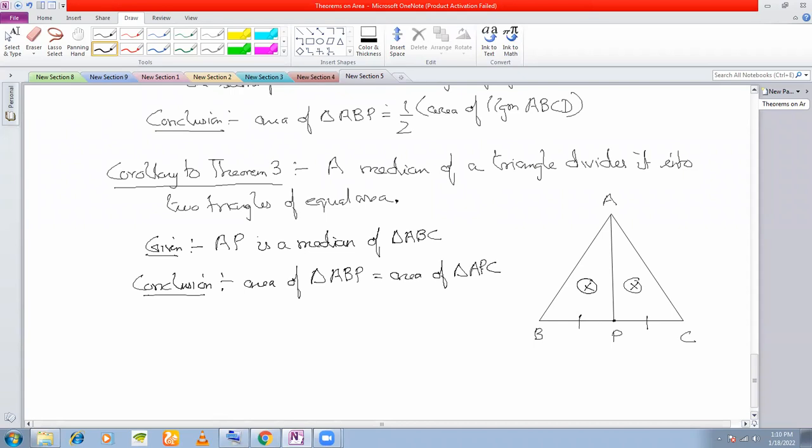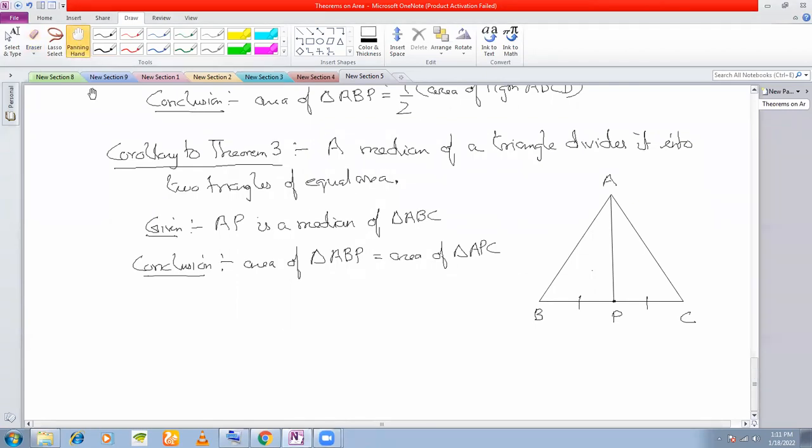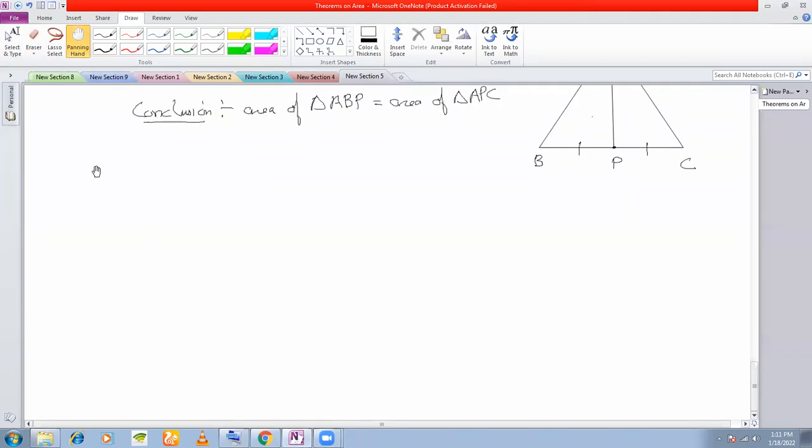And this can be proved very easily also. Can you prove this with the help of congruent triangles? Is it possible for you to prove this with the help of congruent triangles? Yes, sir, we can prove this very easily. So this is one deduction from this theorem. Let us see the next theorem.